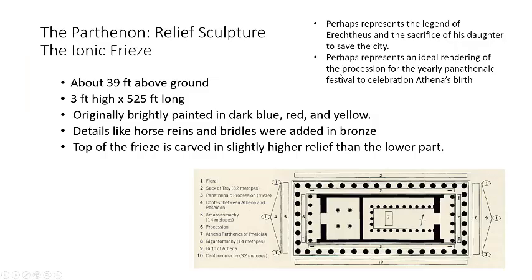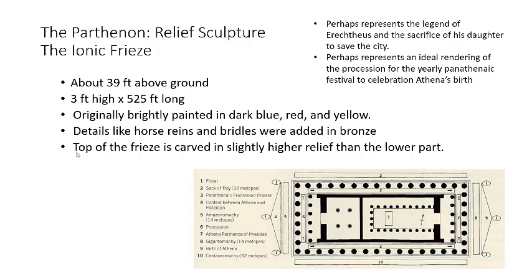So going forward, the Parthenon also has relief sculpture on the Ionic frieze. Remember I showed you when we first started talking about the Parthenon, this pathway here, and I said along this wall is a continuous Ionic frieze. That frieze would have been 39 feet above the ground, so imagine you have to crane your neck up to see it. The frieze itself is 3 feet high and 525 feet long.